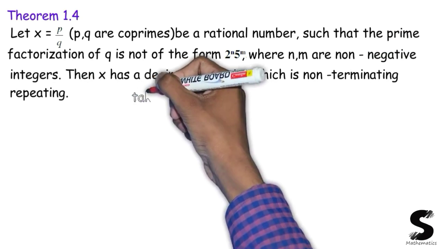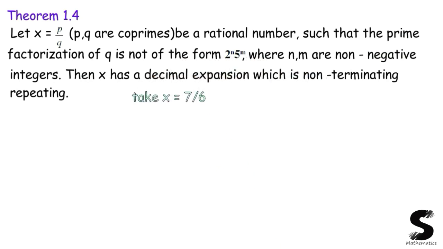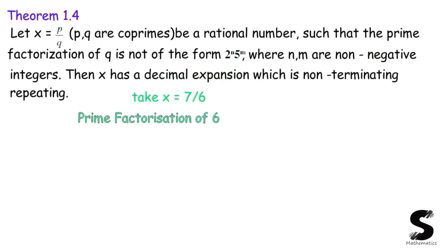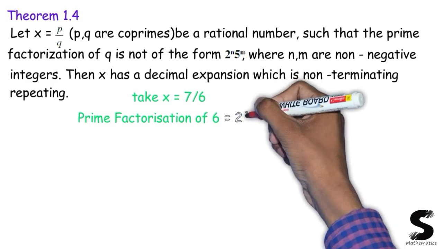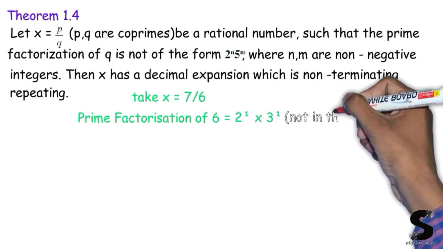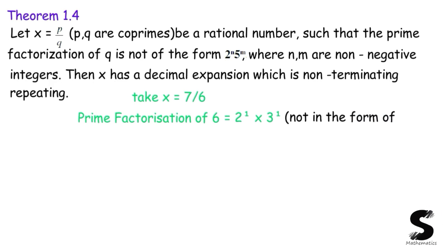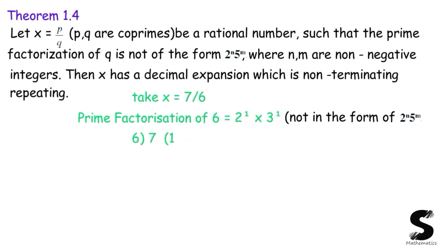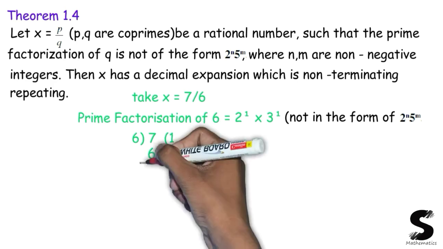Let's understand this theorem through an example. Take x is equal to 7 by 6. The prime factorization of 6 is as follows: 2 power 1 into 3 power 1. Is it in the form of 2 power n into 5 power m? No, this is not in the form of 2 power n into 5 power m. Now let's check the decimal expansion of this rational number.